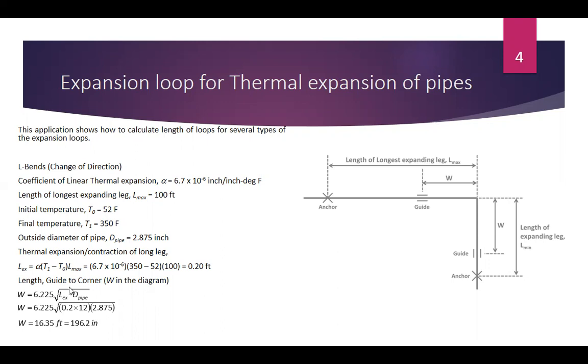So the length guide to corner W in the diagram is W is equal to 6.225 times the square root of L times D. Or 6.225 times the square root of 0.2 times 12 kasi in inches times 2.875 inches. So magiging feet. Okay? So W is equal to 16.35 feet. Okay, so 196.2 inch. So itong formula na to is ang L is in inches and D is in inches. So pag yung square root mo, lalabas feet. Okay?